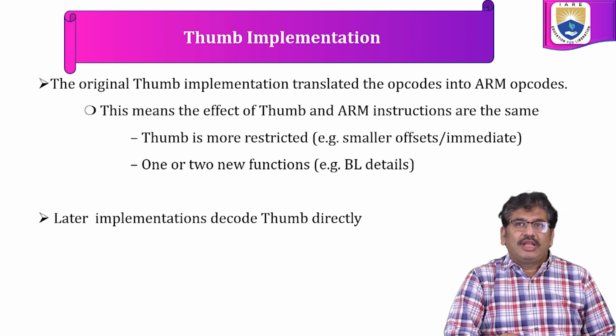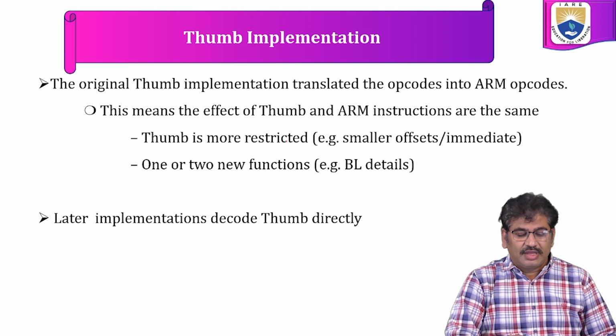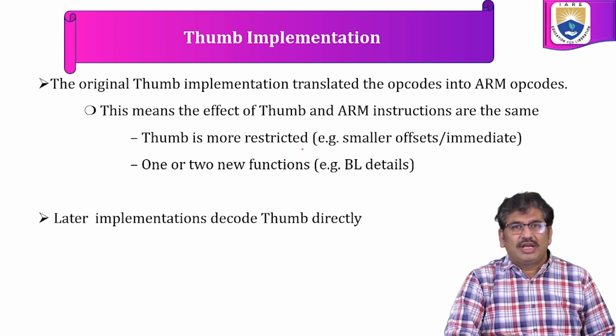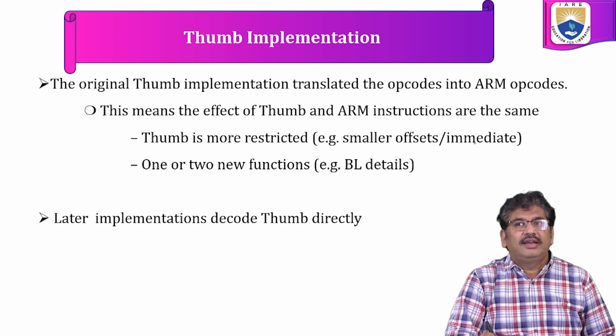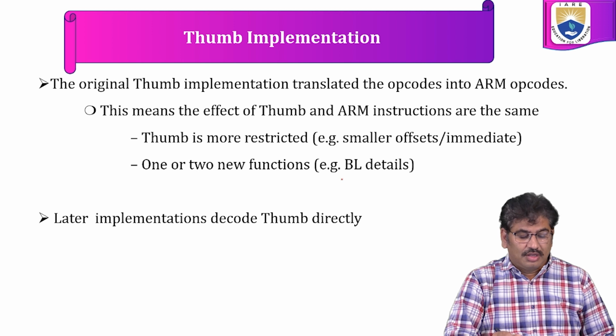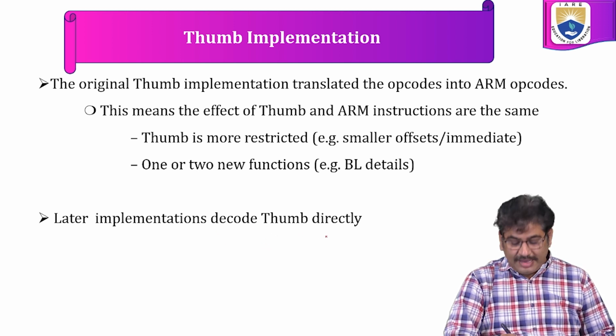The original Thumb implementation translated the opcodes into ARM opcodes. This means the effect of Thumb and ARM instructions is the same. Thumb is more restricted, for example, smaller offsets and immediate data, with one or two new functions, for example, branching instructions like BL. Later implementations decode Thumb directly.